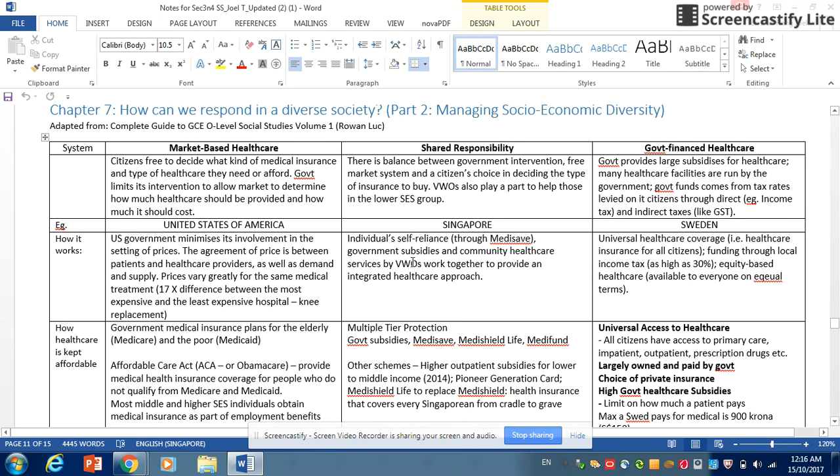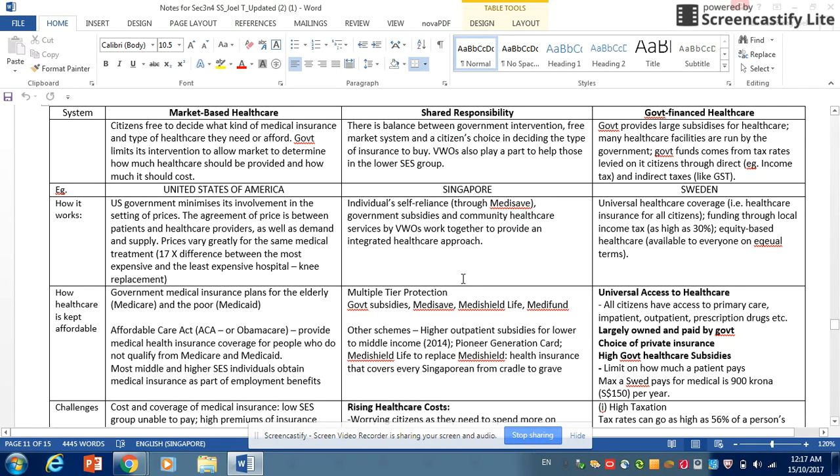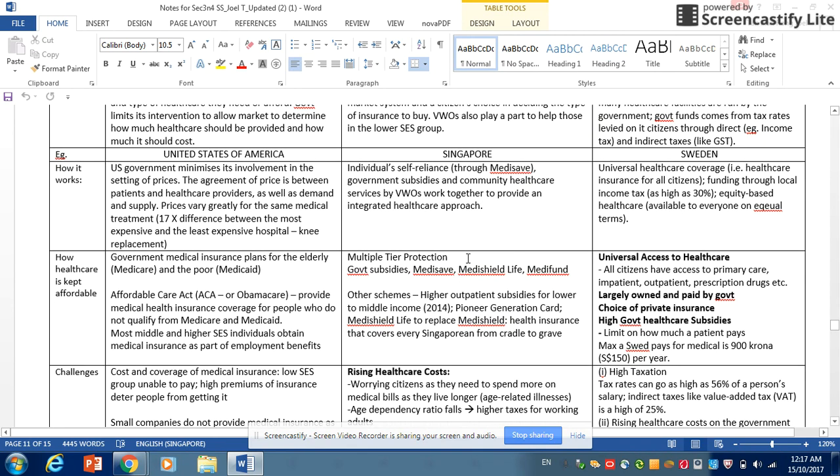In a shared responsibility system like Singapore, we believe that individuals need to be reliant on themselves, meaning they save for their own healthcare through MediSave. Government subsidies also play an important role, and community healthcare services like the voluntary welfare organizations work together to provide an integrated healthcare approach. Healthcare is kept affordable by having multi-tier protection. Firstly, the government subsidizes basic healthcare.